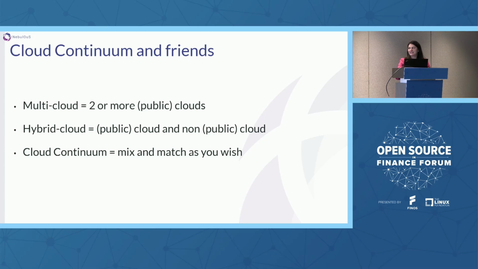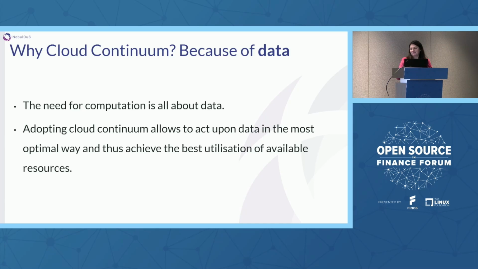And what is it connected with? It's multi-cloud and hybrid cloud, and a mix of them. So the Cloud Continuum is focused on all areas and tries to cover all areas of clouds, no matter whether private or public, keeping the continuum of cloud computing. So why? The next question has a very easy answer. That is because of data, and we need lots of computation for all data. This continuum allows us to act upon data in the most optimal way, and thus achieve the best utilization of available resources.